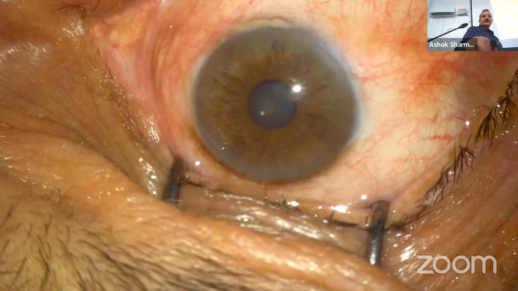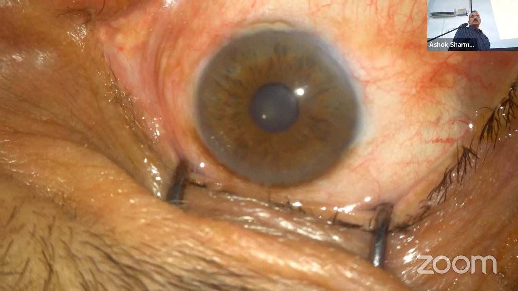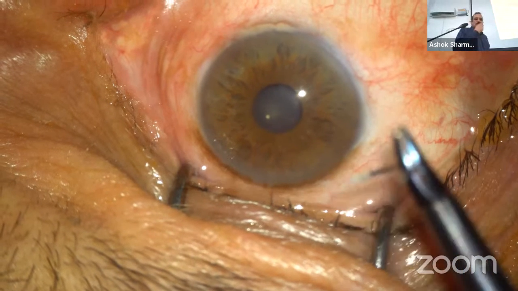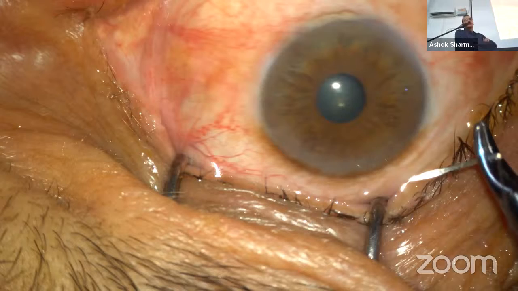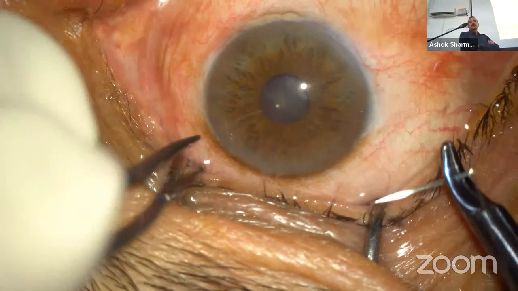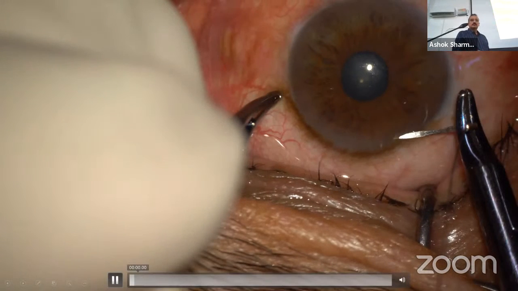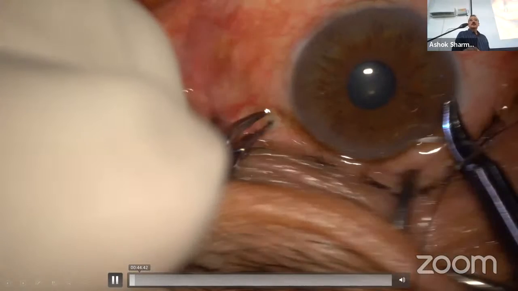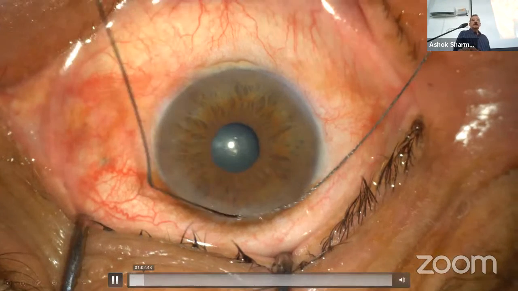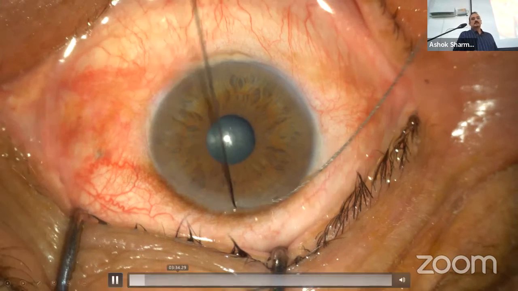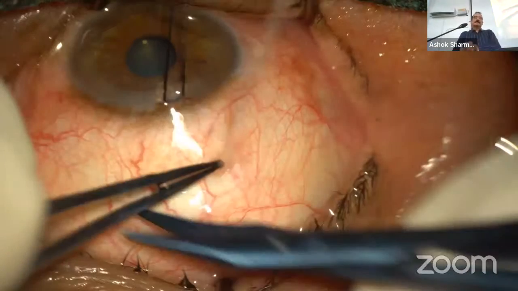So I will be showing you live surgery, this recorded surgery. It's not live, it's a recorded surgery. So this is a patient with trab. I am going to apply traction suture at 12 o'clock position. Traction suture is applied. Globe is pulled down. Right? I am going to make a flap. Right?